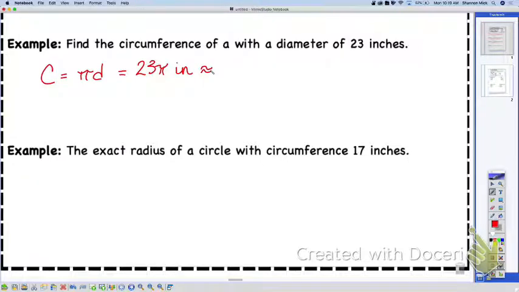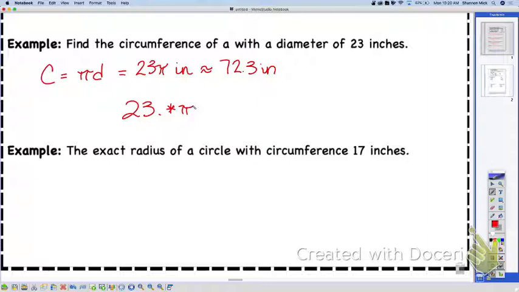You got 72.3? How are you guys getting those numbers? 23 times pi. He's confused because when he types it in on his calculator, it just comes up with 23. You need to put a decimal after the 23. So 23 point times pi. Oh, 72.2. Okay, the next one. Are we rounding that up to the nearest whatever?